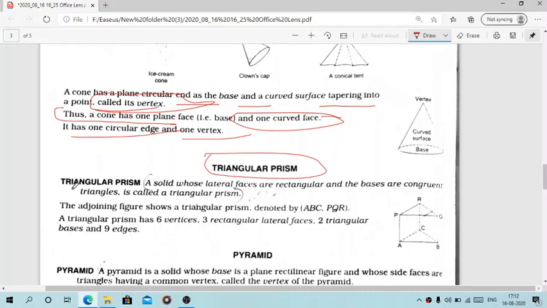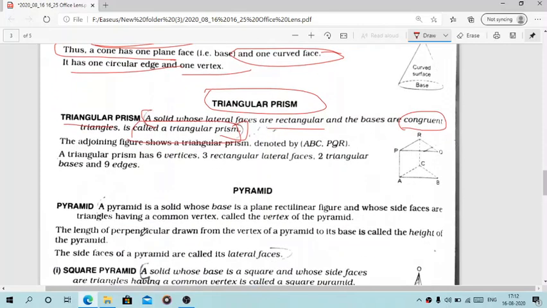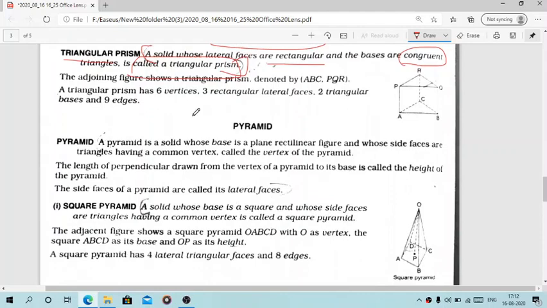Triangular prism. A solid whose lateral faces are rectangular and whose bases are congruent triangles is called a triangular prism. A triangular prism has 6 vertices, 3 rectangular lateral faces, 2 triangular bases and 9 edges.